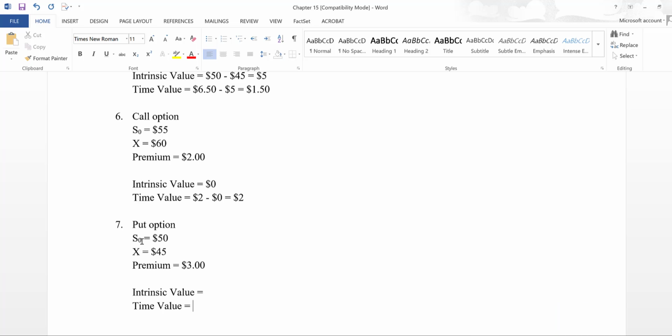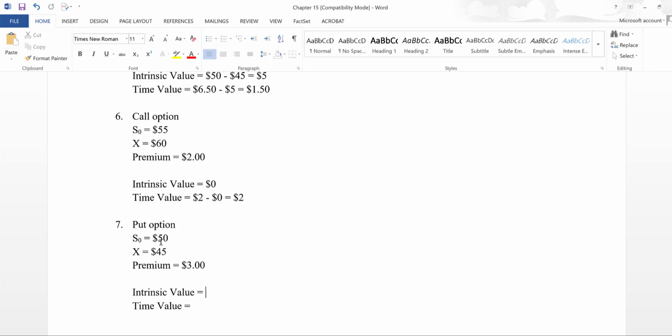Now let's do a put option. Let's say the underlying stock price is currently 50, the exercise price of the put option is 45, and your premium is $3. Intrinsic value in this case: again, is this option in the money? This is a put option, which gives you the right to sell at 45. If you were to exercise, you would be buying at 50, selling at 45. Does not make sense. This option is out of the money.